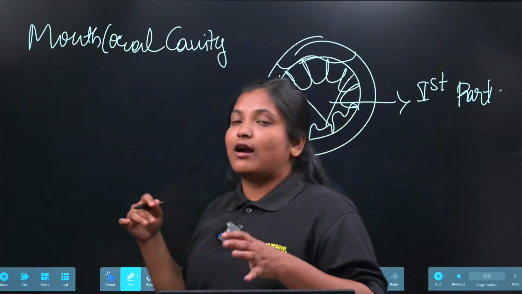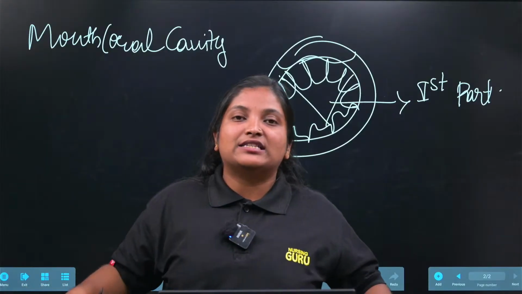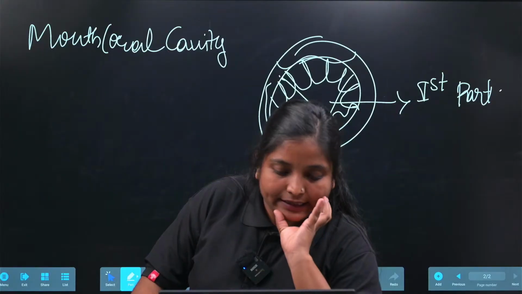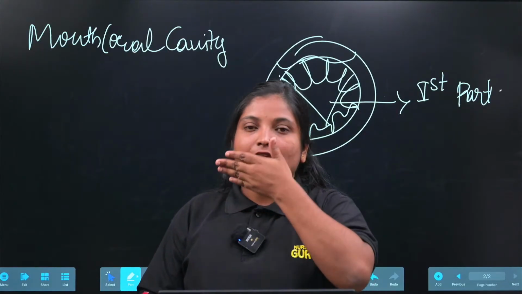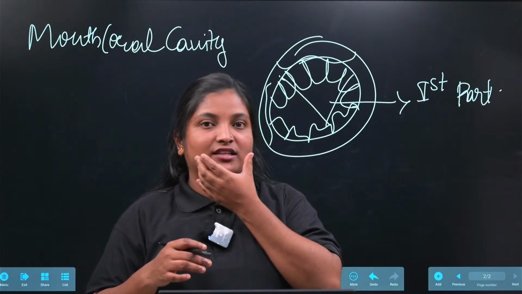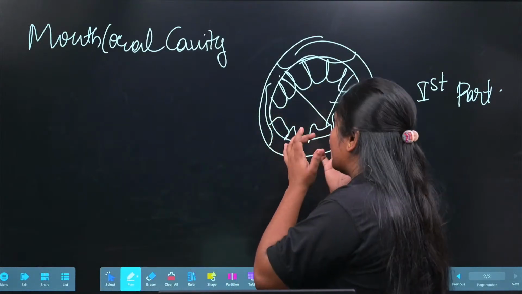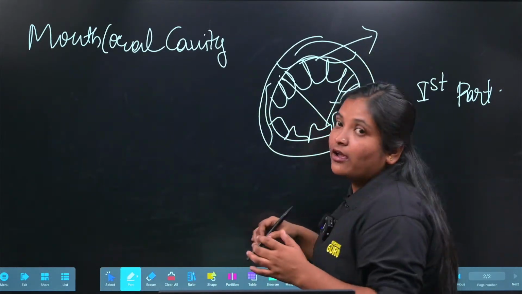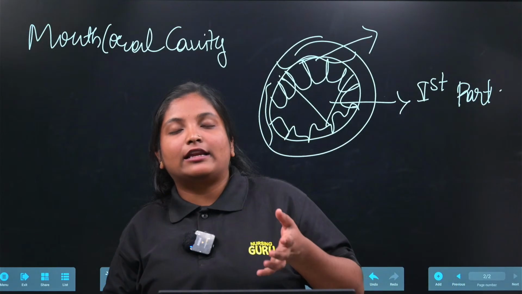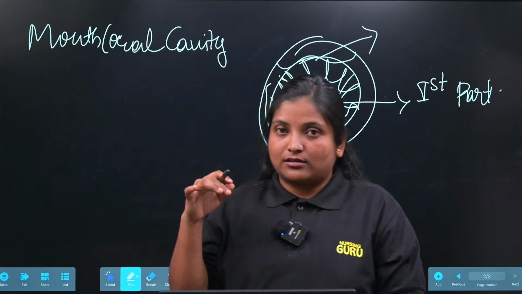My dear students, you have to understand that the digestive canal, or the digestive tract, starts from the mouth. It is bounded anteriorly by the lips, laterally by the cheeks, and superiorly by the hard palate, and inferiorly by the muscular floor.